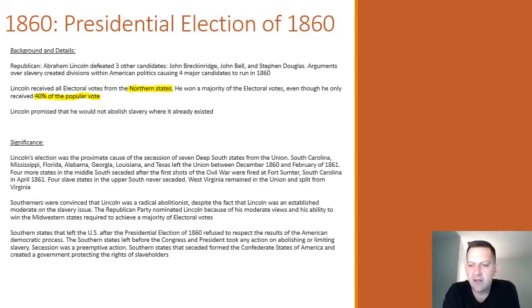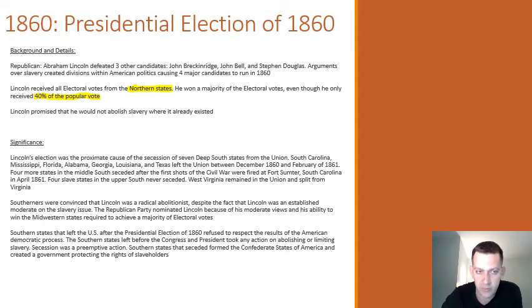If you look at it another way, so out of 10 people who voted in 1860, 6 out of 10 voted for somebody besides Abraham Lincoln. So Abraham Lincoln, even though he won the Electoral College, is going to come in as president where a lot of Americans do not support him.